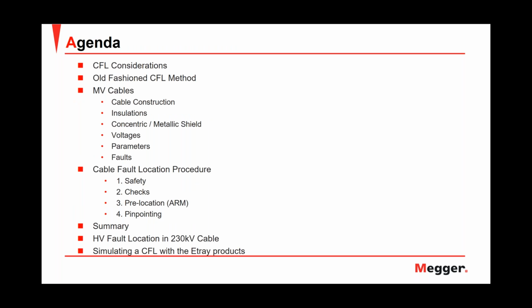Okay, thank you. Good morning, everyone, and thanks for attending this webinar. I would like to start by quickly reviewing the agenda. First, we'll talk a little bit about cable fault location considerations. Then we will review what we call the old-fashioned cable fault location method. Then we will continue talking about medium voltage cables: cable construction, types of insulation, types of concentrics, voltages, what parameters are involved in cable fault location, and the typical faults for medium voltage cables.